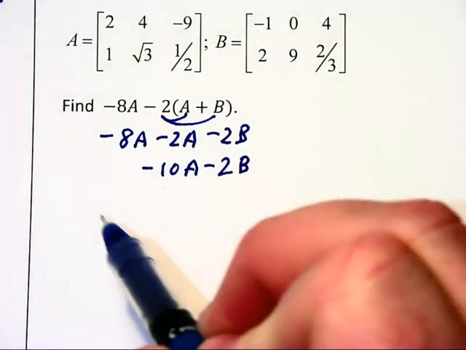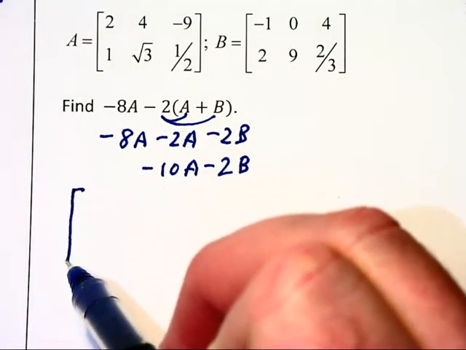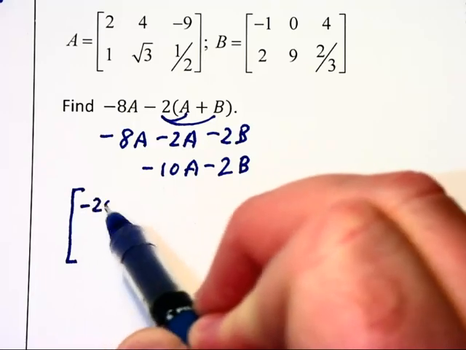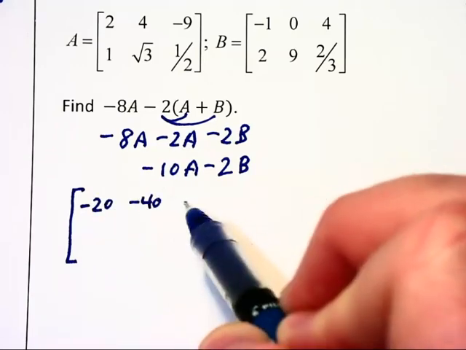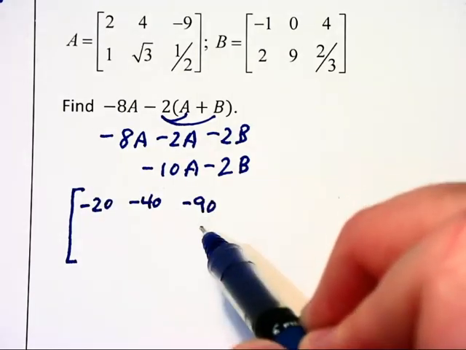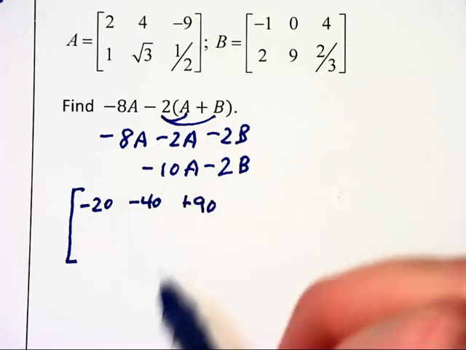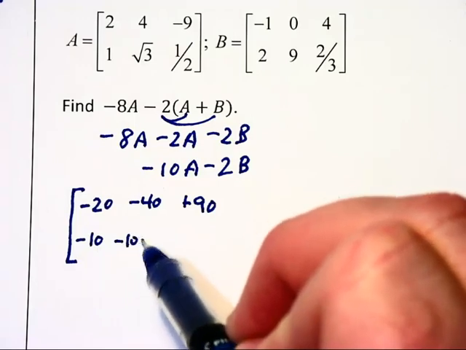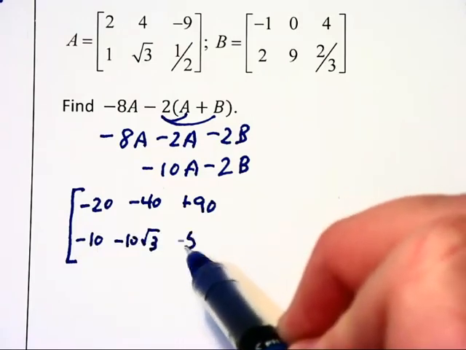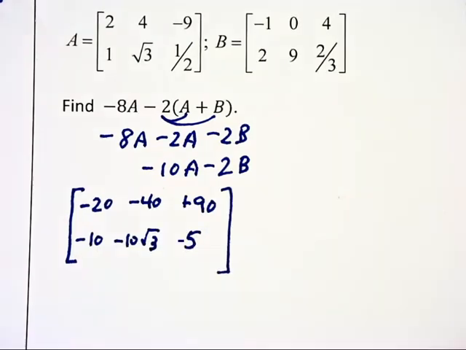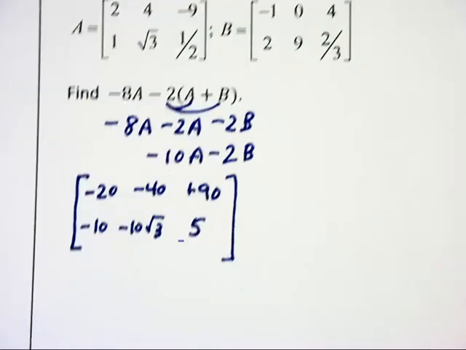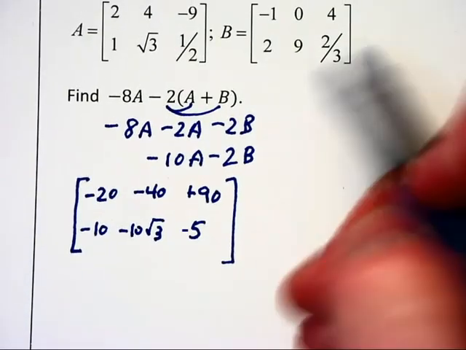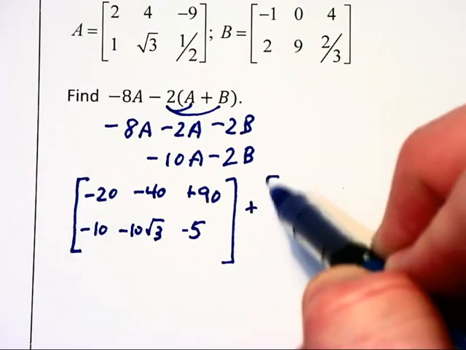If I go minus 10a and multiply everything by negative 10, I get negative 20, negative 40, negative 90. Sorry, that becomes a positive 90. And then I have negative 10, negative 10 root 3, and 5. That will be my negative 10a. And then I'll go plus and then negative 2b.